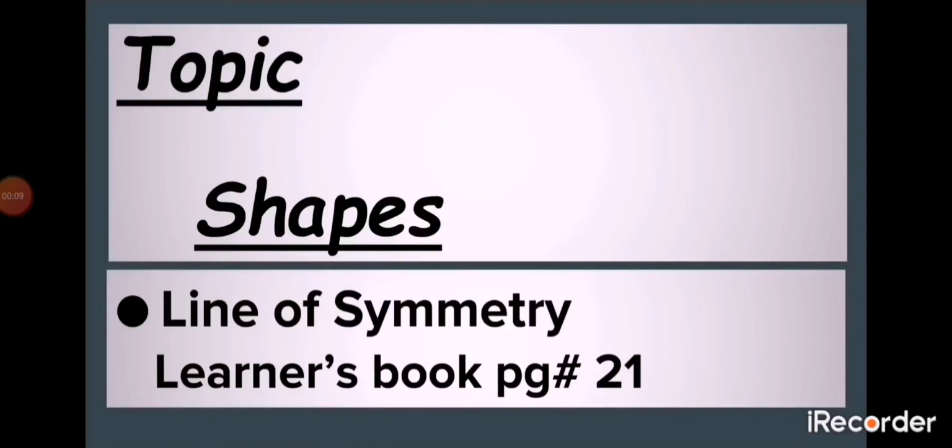Today, our topic is again shapes, and the subtopic is line of symmetry. It's a different one, and the learner's book, page number 21. And we will also do some written work, so take out your notebooks as well. So, line of symmetry. Do you know what is line of symmetry? Let's learn it.